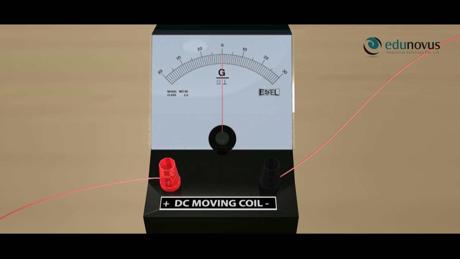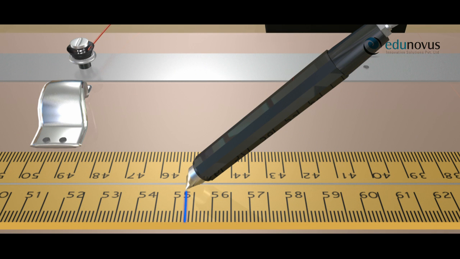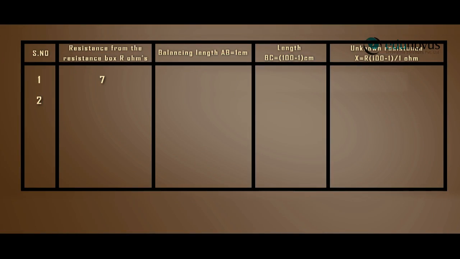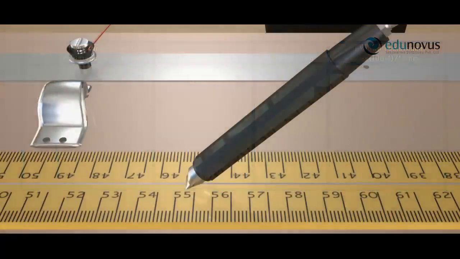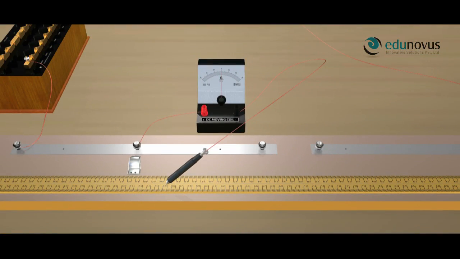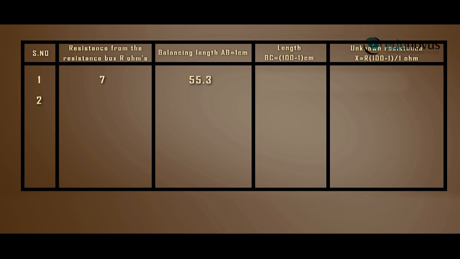Now, take the jockey and touch the meter bridge wire at different positions till the galvanometer shows 0 deflection. As you can see, the galvanometer shows null deflection. So, let us measure the length of the wire. It is 55.3 centimeters. For example, tabulate this value under balancing length AB equal to L centimeters. Therefore, calculate the length BC, that is 100 minus L, which is 44.6 centimeters.